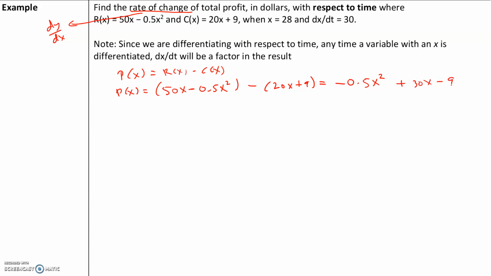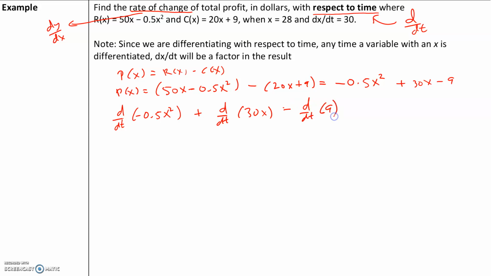That's my profit function. Now the derivative, now notice what we're taking the derivative of. It says derivative with respect to time. So with respect to time, it means we're taking d dt. So I'm taking the d dt of each term. So the derivative with respect to time, it's going to be like this. I'm going to take d dt of negative 0.5x squared plus d dt of 30x minus d dt of 9.